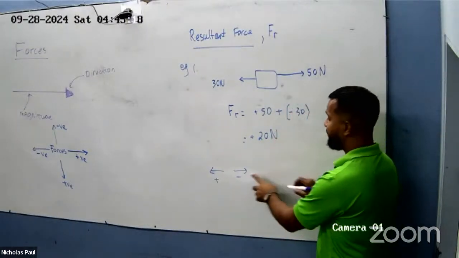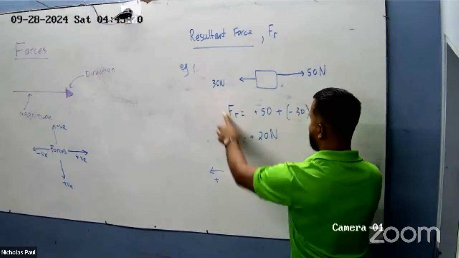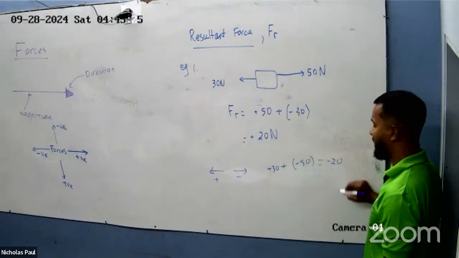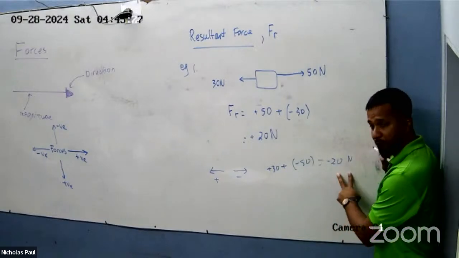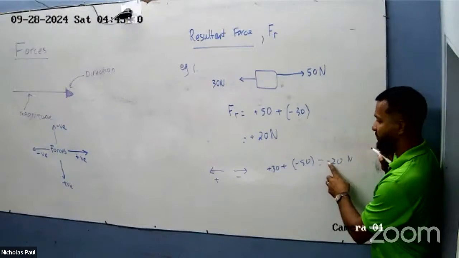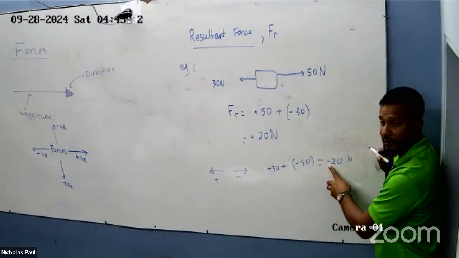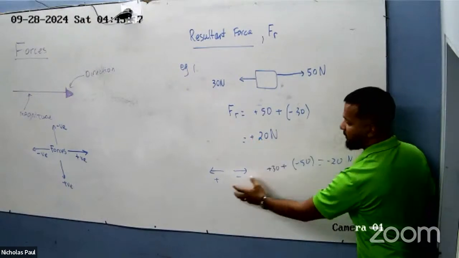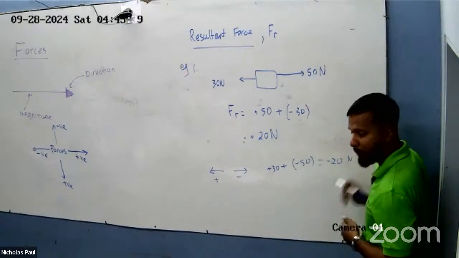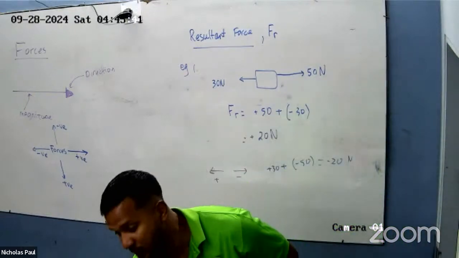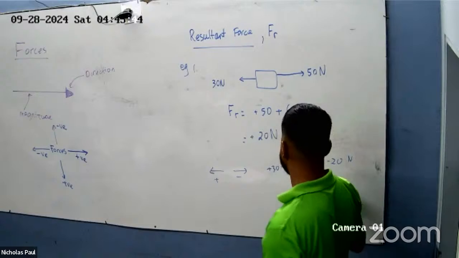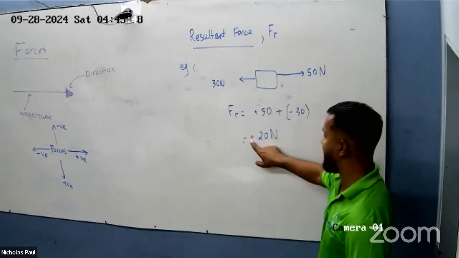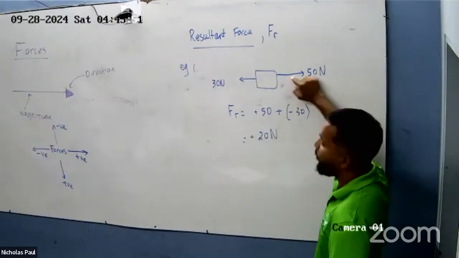Watch out: you'll get plus 30 plus minus 50, which is minus 20. What does this say? This says 20 newtons to the right. This says 20 newtons to the right as well. So it doesn't really matter, but once you have a sign convention, don't change it. Stick to the one you're using. So notice I left this sign because the sign tells me what direction I'm moving in.